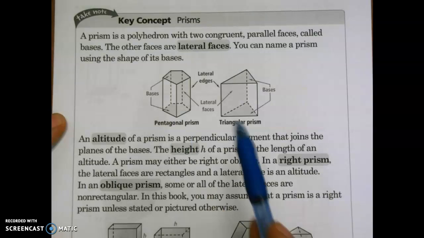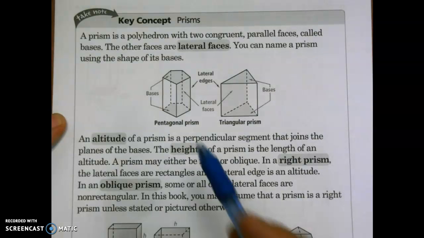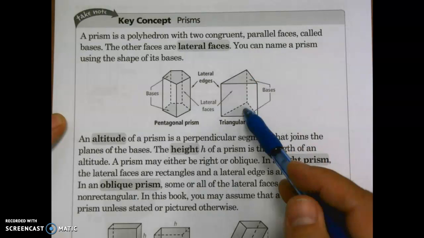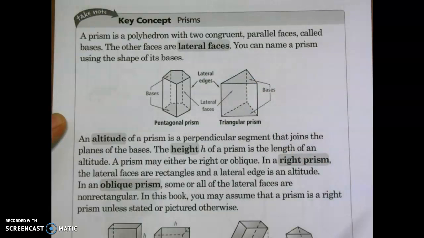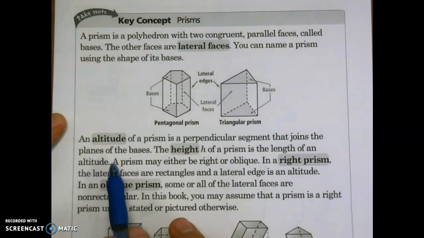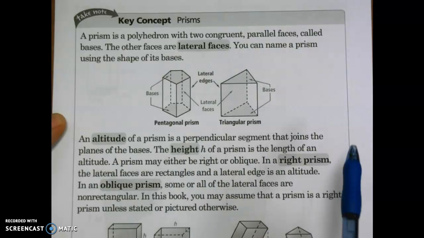Okay? So when we see this, you have to make sure that, now this is presented vertically, sometimes they're on their sides, but the bases are the sides that are congruent and parallel. An altitude is the perpendicular segment that joins the planes of the bases. The height is the length of the altitude.